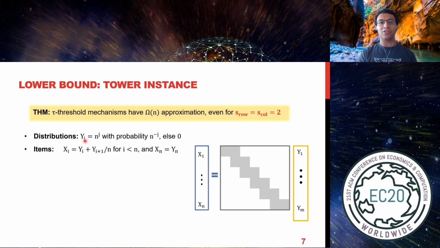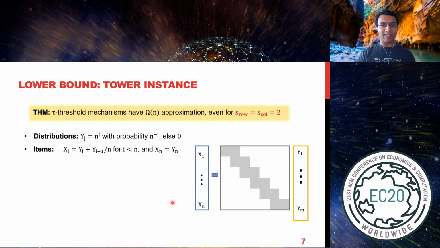And what are the distributions of these yj's? Each of them takes a very large value with a very small probability. So n to the j with probability n to the minus j, otherwise it's 0. So that's the distribution. And as you can see, both the row sparsity and the column sparsity are at most 2.